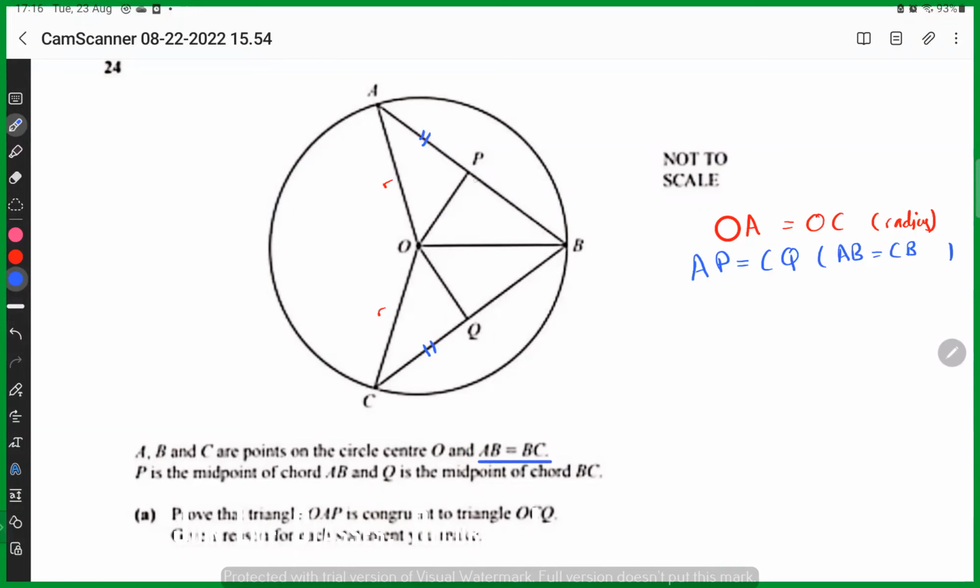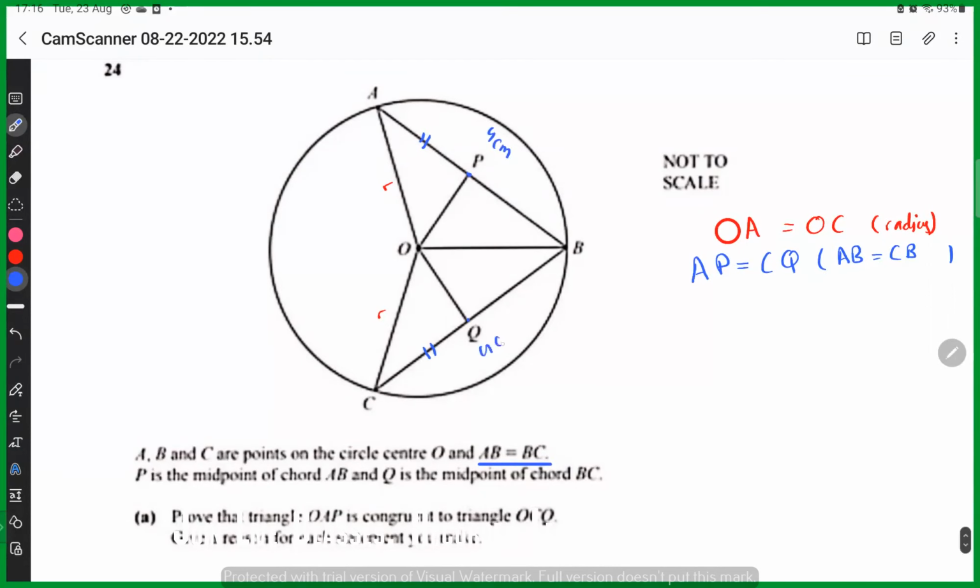P and Q are basically bisecting the line. So imagine that AB is basically of 4 centimeters, for example. CB is also going to be of 4 centimeters. When P would bisect this would become 2. When Q would bisect this would become 2. So the two lengths are same. AP is equal to CQ, right? Is it fine now? Yes, ma'am, it's fine.